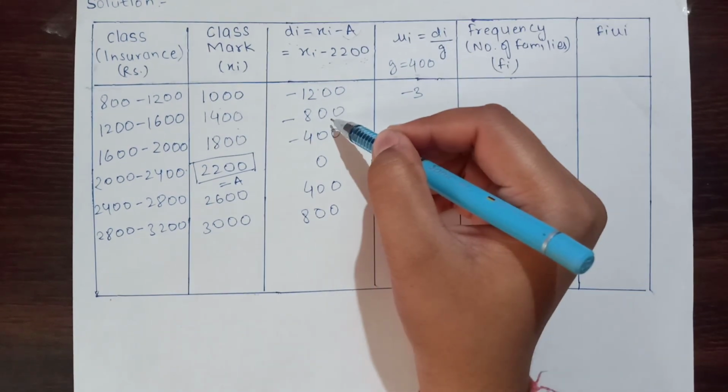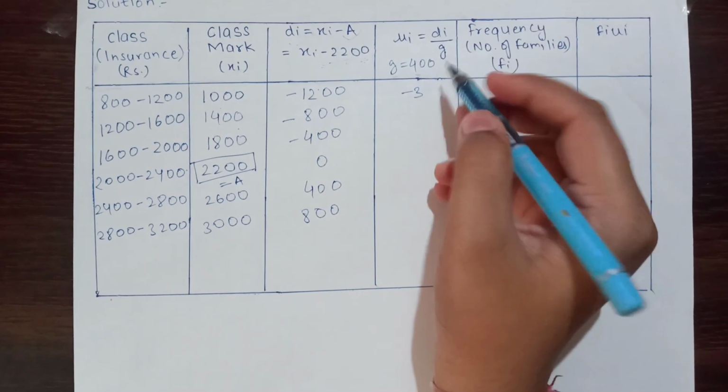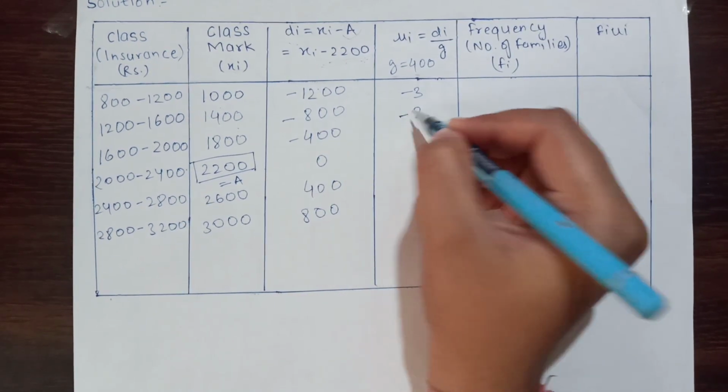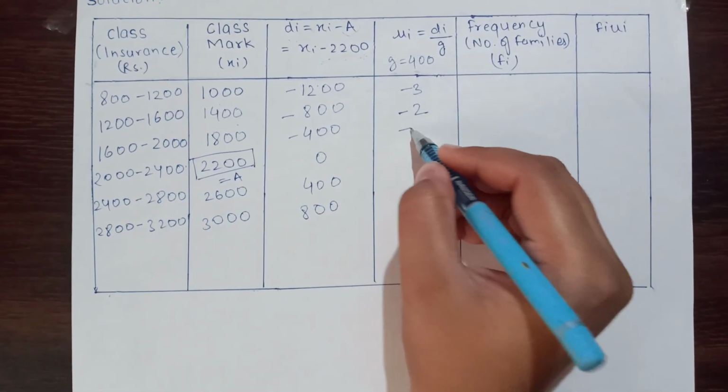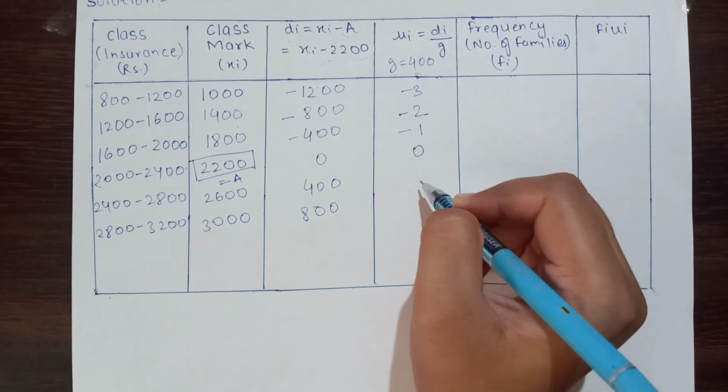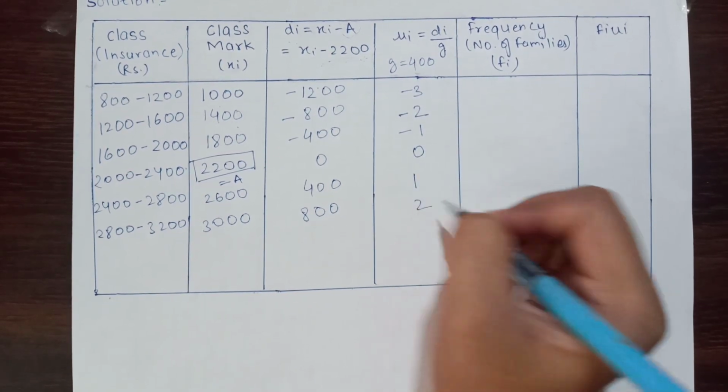After that, 800 upon 400, that will be 2, minus sign will carry. 400 upon 400, 1, minus sign will carry. Then 0, then 1, and then 2.